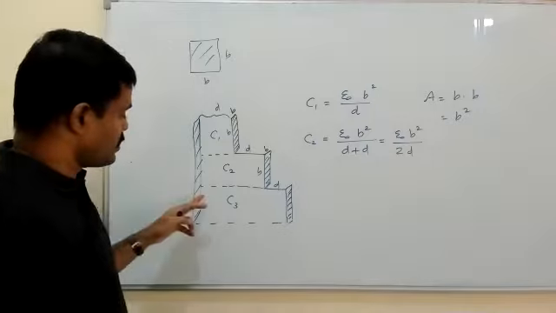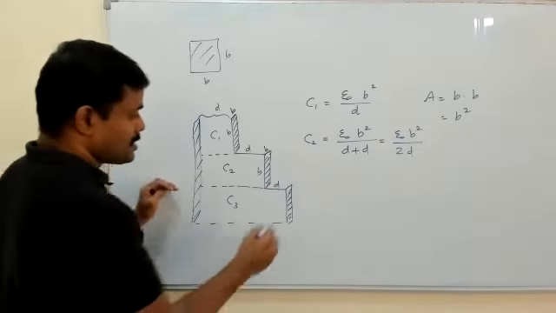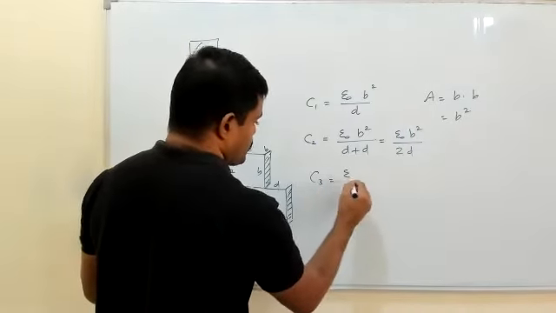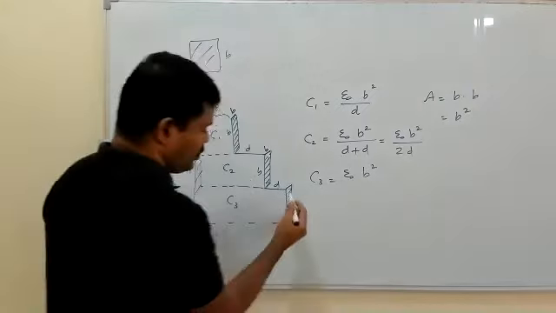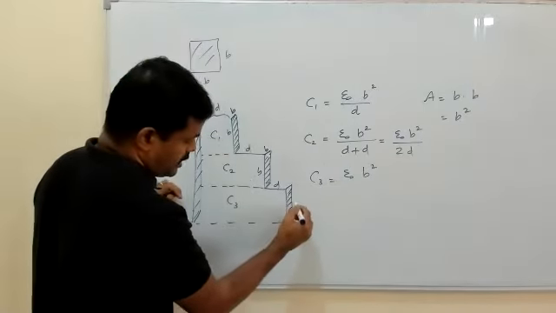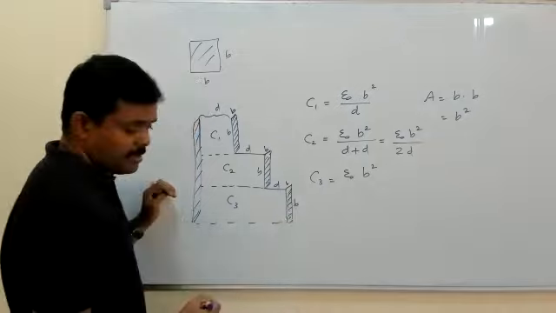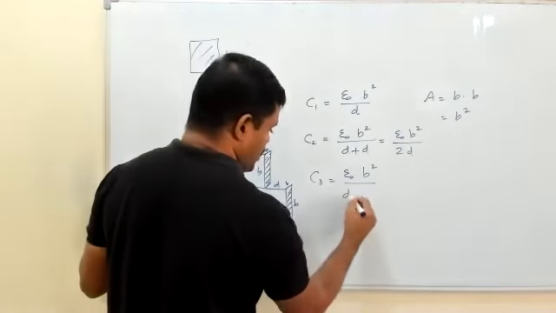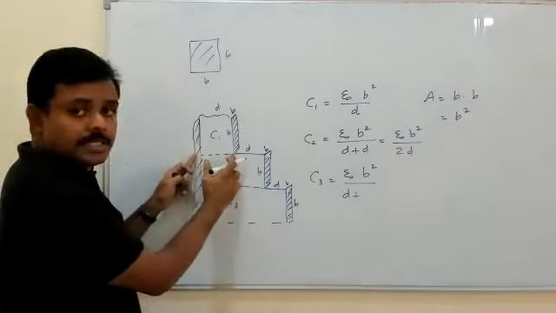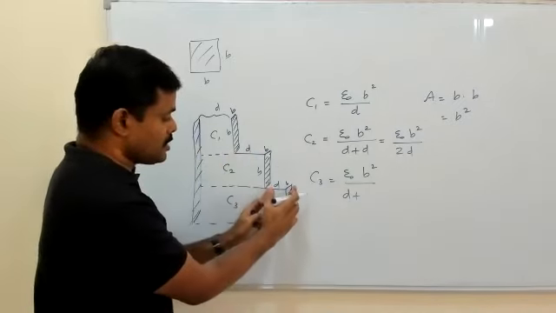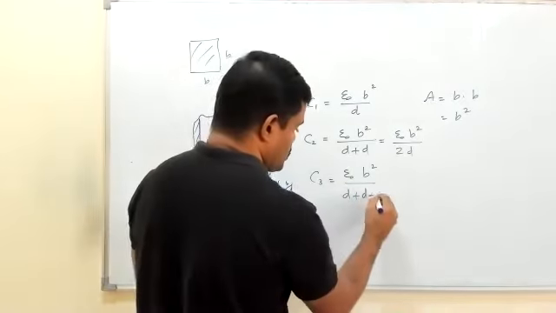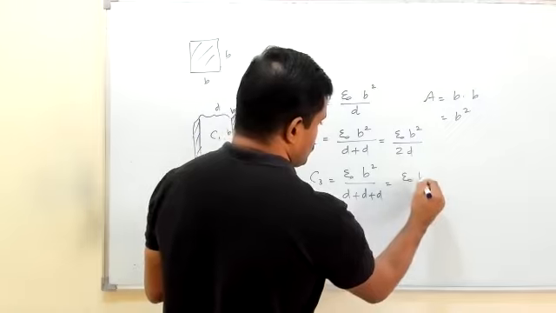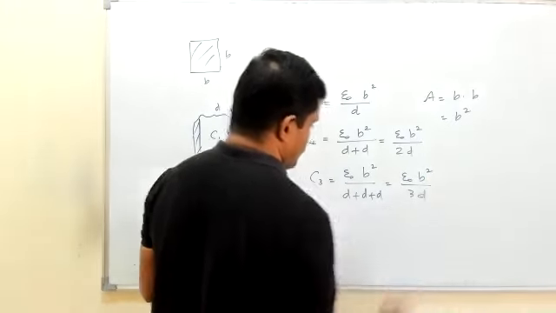Correct? And for the third one, tell me what the capacitance is. C3 is equal to epsilon 0. There also the area is what? This side is B. This side is also B. So epsilon 0 B square by D plus this distance is D. This distance is D. This distance is D. So D plus D plus D. So epsilon 0 B square by 3D.